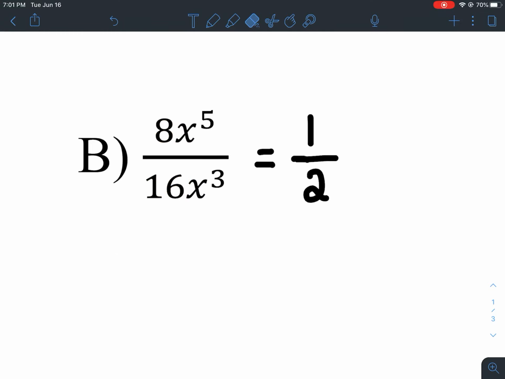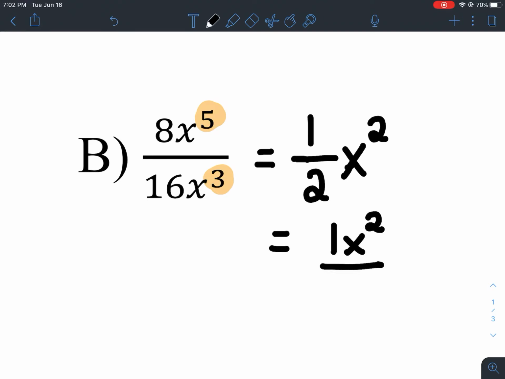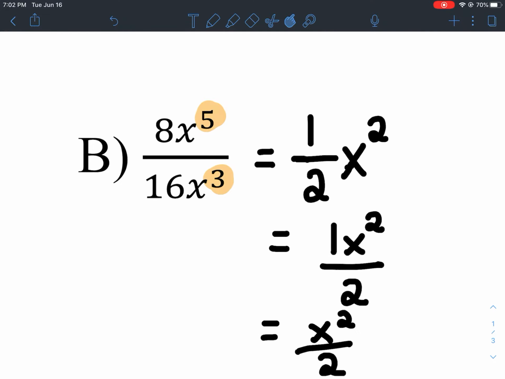And now we can subtract our exponents here. If we do 5 minus 3, since they have the same base, we get x squared. So there's two different ways you can write this. You can write it as 1/2 x squared like that, or you could put 1x squared and leave that in the numerator over 2, or just x squared over 2. So whichever way you prefer.